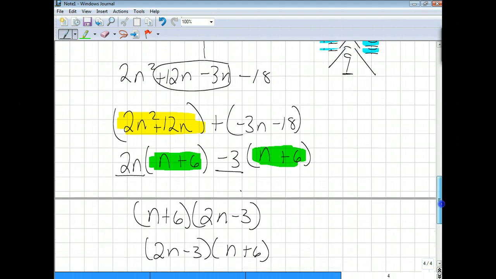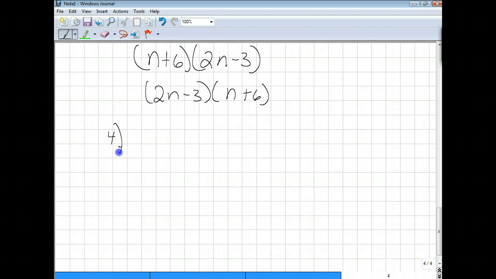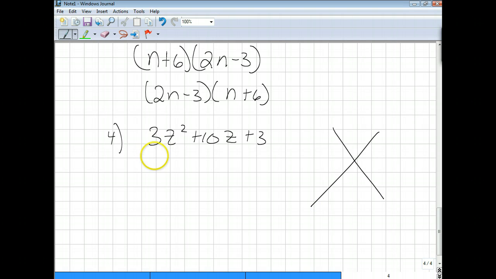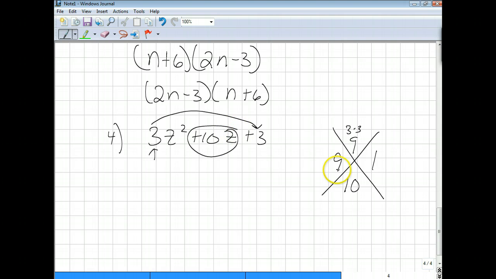Let's try example 4. We have 3z squared plus 10z plus 3. There are no common factors. There are 3 terms, so that means we're going to go to our x. And there's a leading coefficient, so we're going to multiply that times the constant. And we're going to take our middle number. Then what multiplies to 9 but adds up to 10? 9 and 1. Now we replace the middle term with what it came from.